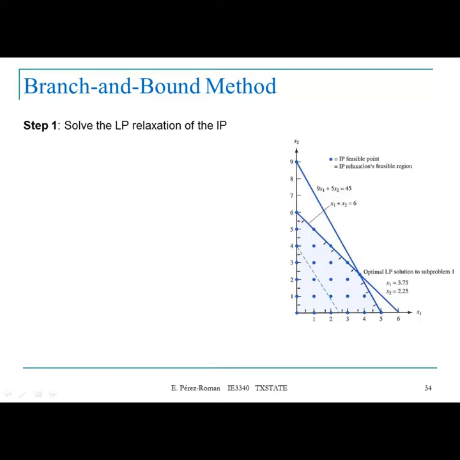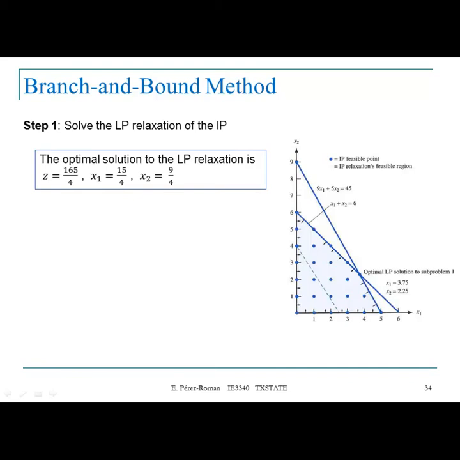So what we are doing is we are solving the problem using the graphical method. So here we have our feasible region, and the optimal solution to the LP problem is this point. Right here. So the optimal solution to the LP relaxation is x1 equals 15 over 4 and x2 equals 9 over 4. Again, these are fractional values, and we are looking for integer solution.